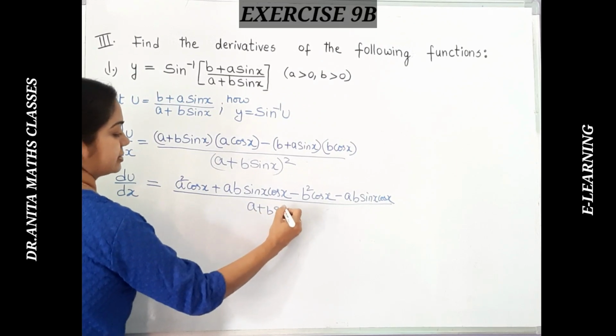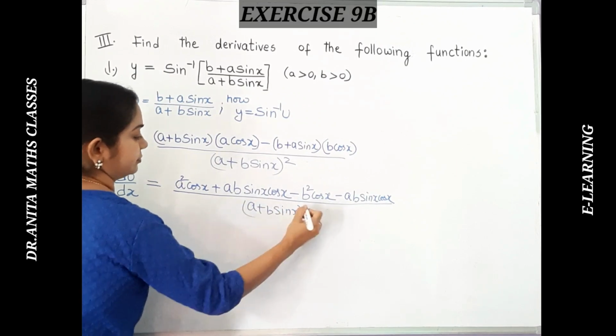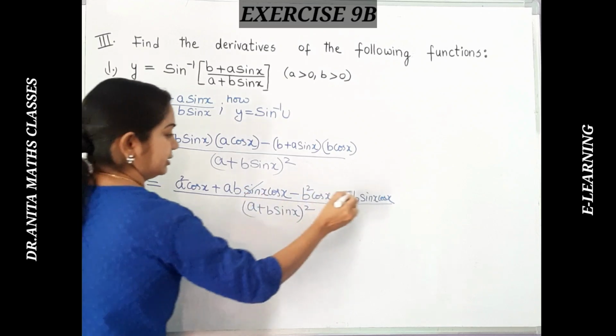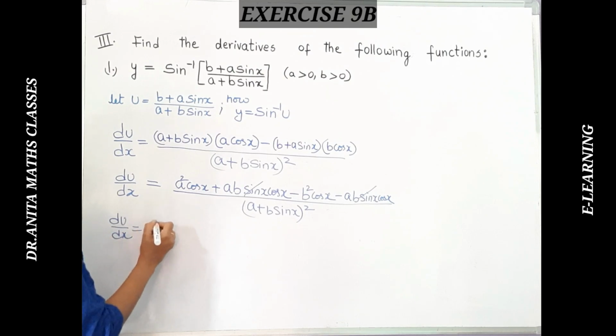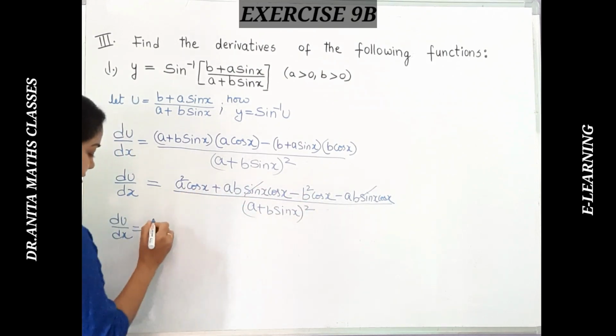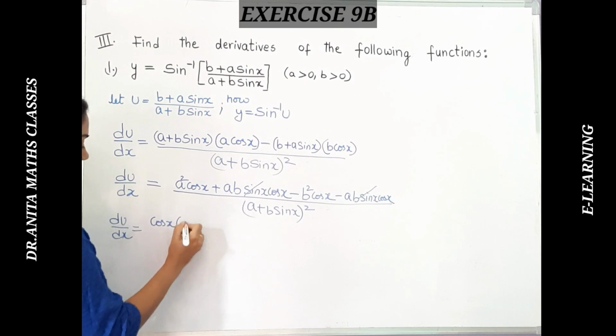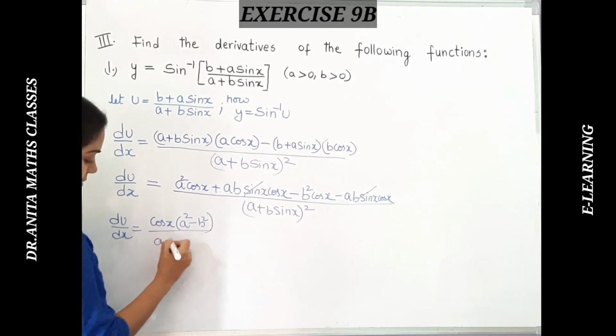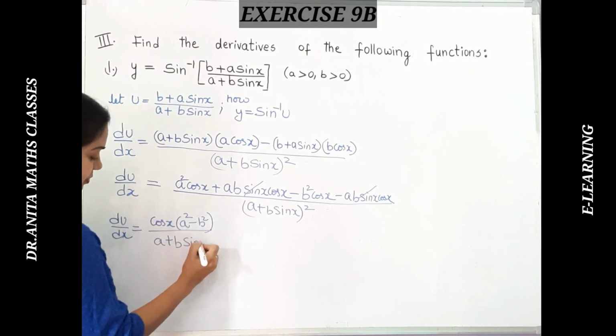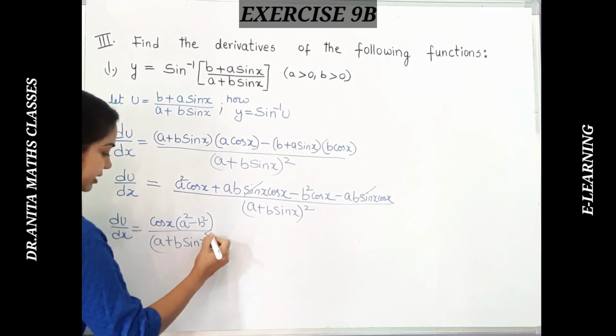A plus b sin x whole square. So we can cancel these two. So we get du by dx as, when you are taking cos x as common, you can write it as cos x times a square minus b square by a plus b sin x whole square. So we have simplified it.